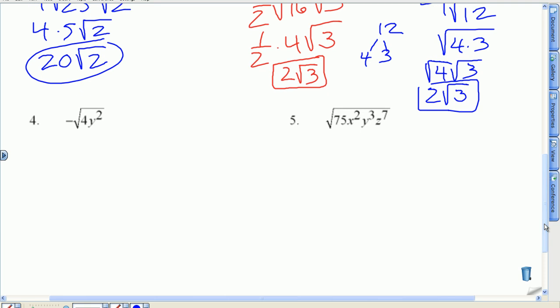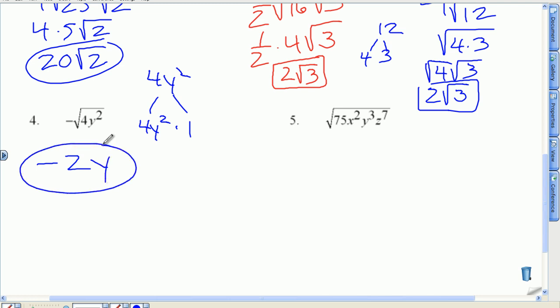Let's take a look at number 4. Negative radical 4y squared. Now, 4y squared is actually a perfect square. It's radical 4y squared times 1. So we can actually write this as negative, and then just take the square root. What's the square root of 4? What's the square root of y squared? And it's done. This one doesn't require any simplifying. Just take the square root. We did that yesterday on our homework assignment in class on that third page. So we had some experience doing that yesterday.